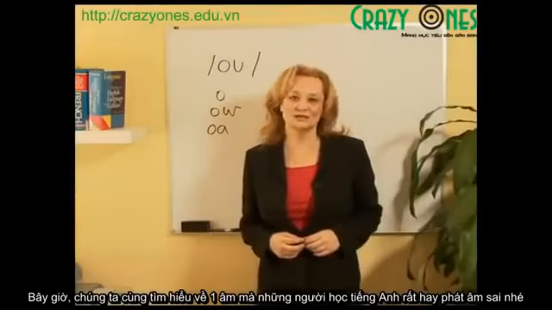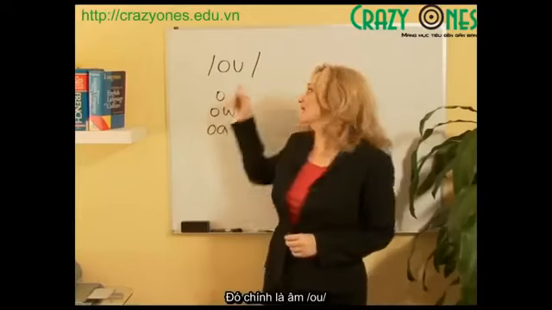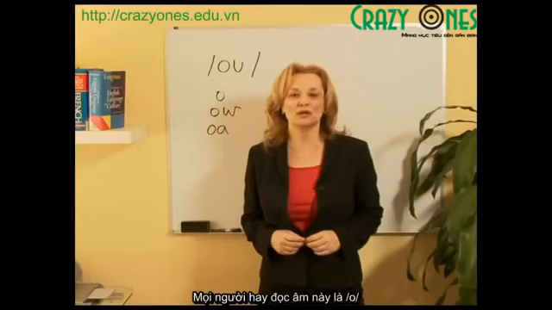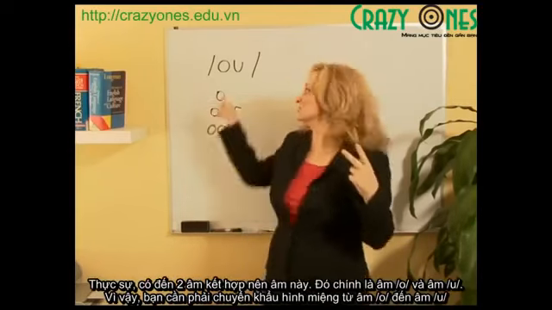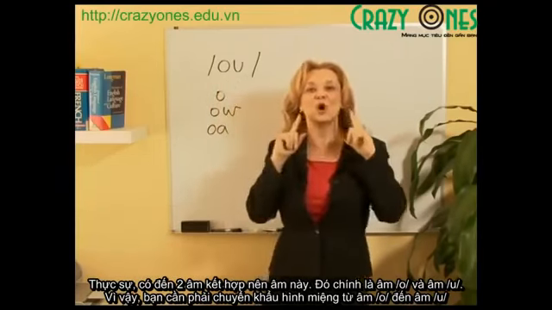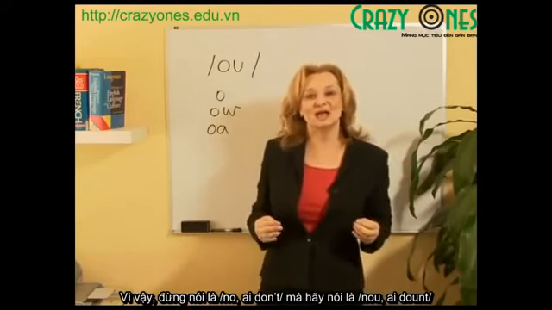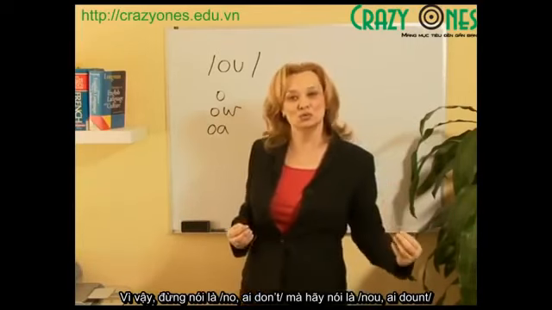Let's look at another sound now that learners of English sometimes pronounce incorrectly, and that's the O sound. Repeat after me, O. People wrongly pronounce this sound as O. We don't say no, we say no. So it's actually two sounds, it's O and U together. So you have to move your mouth from O to U, O, O. So don't say, no, I don't. You need to say, no, I don't.